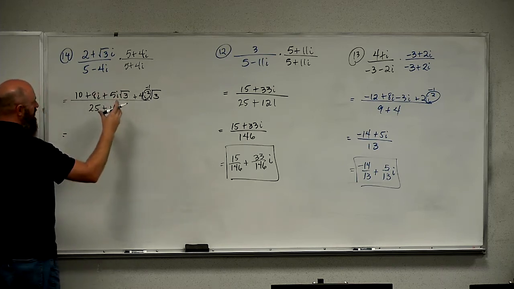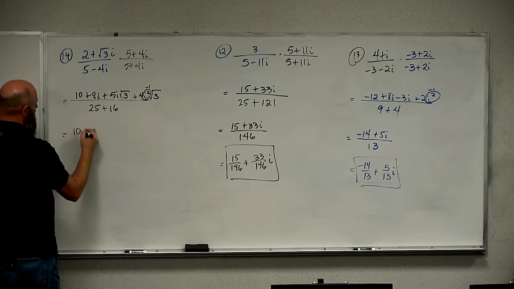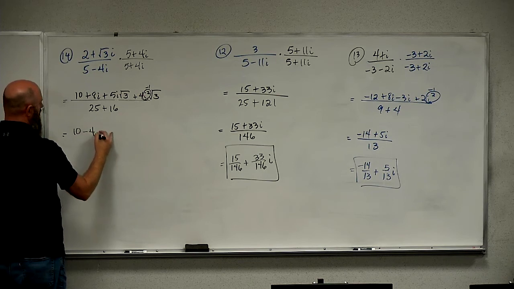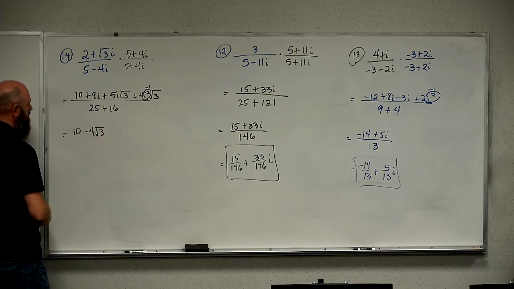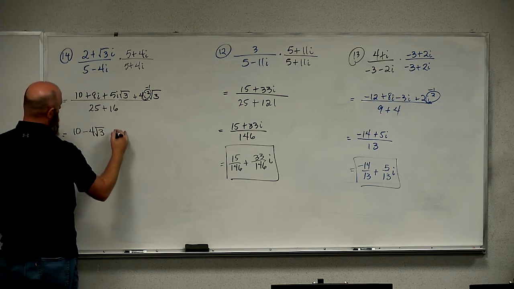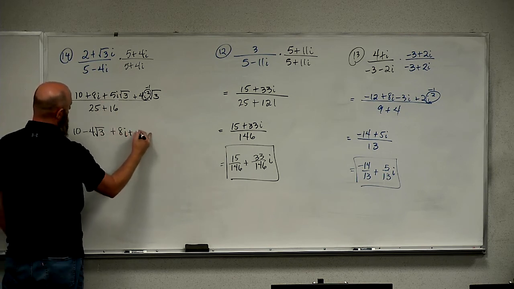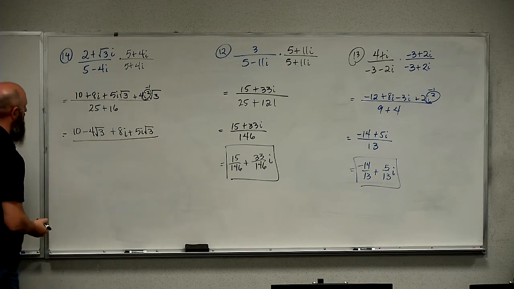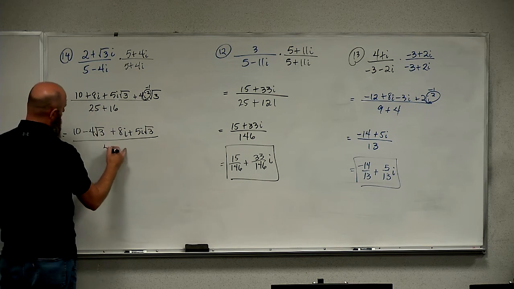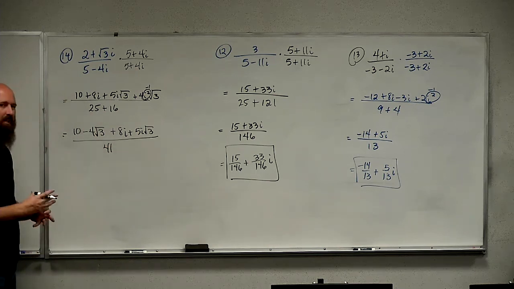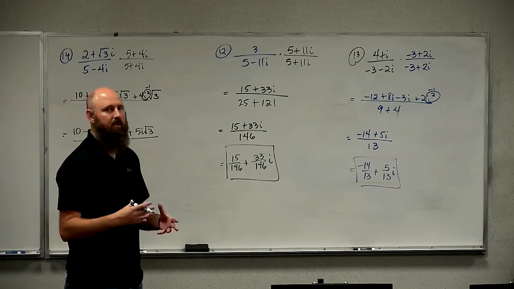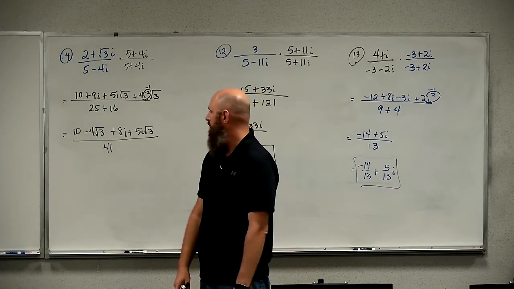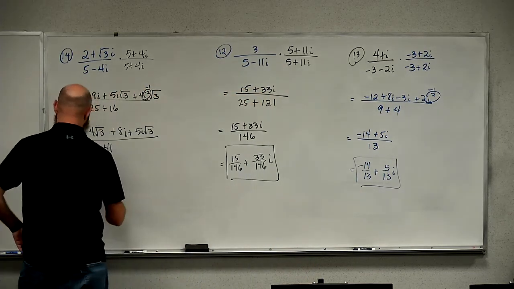We're going to put i's next to each other and numbers without i's. So we have our 10. This is no longer going to be an i. I'm going to write that as -4 square root of 3. And then over here, we're going to have plus 8i plus 5i square root of 3. And then on the bottom, we're going to get 41. So now we're just really trying to get it in the right order. We're trying to make it look the way the computer wants it and how it should be written. Okay. So we still have to break it apart into the a plus bi.